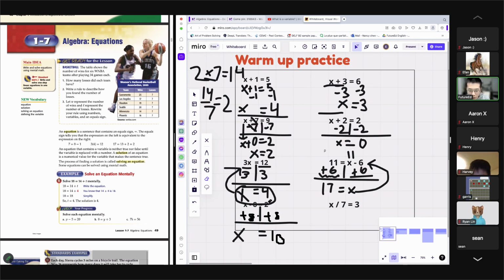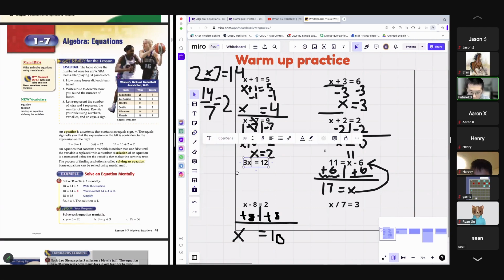Okay, let me change this question up a little. Instead of 3x equals 12, let's try something like 5x equals 35. Okay. Thank you, Sean. You did a pretty good job there.